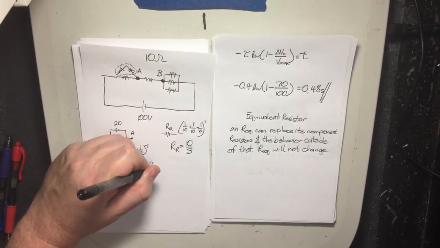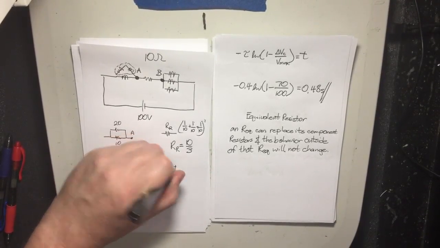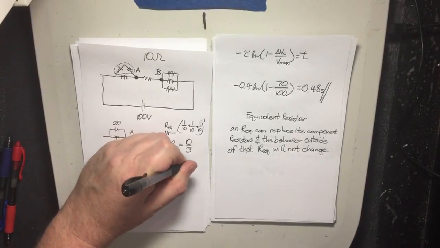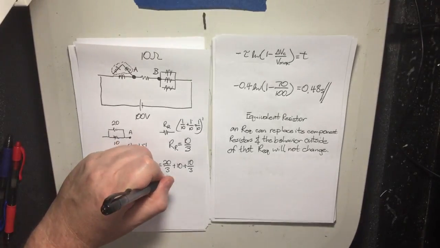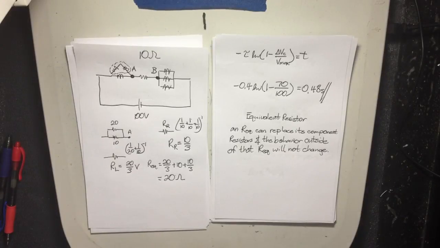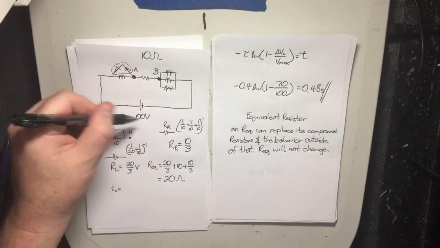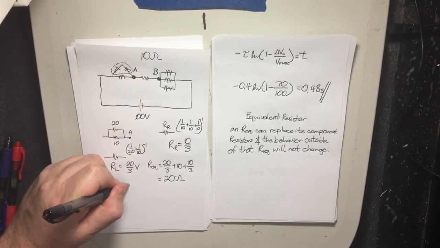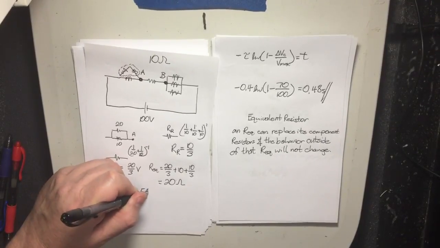So R equivalent is equal to 20/3 plus 10 plus 10/3, which works out nicely because it's 20 ohms. So really the first thing was to figure out the equivalent resistance of this thing. The next part would be to find the current flowing through the battery. 100 volts divided by 20 ohms is 5 amps.